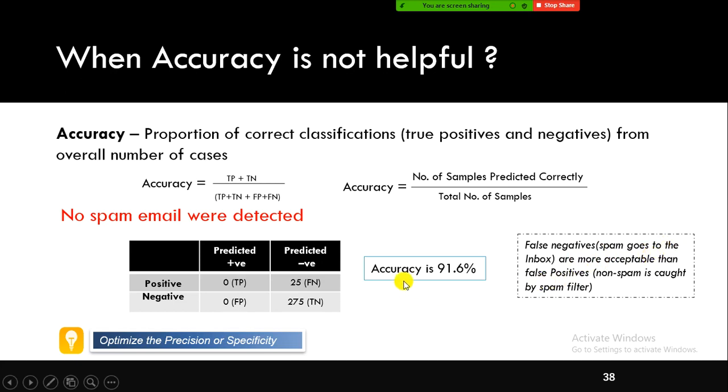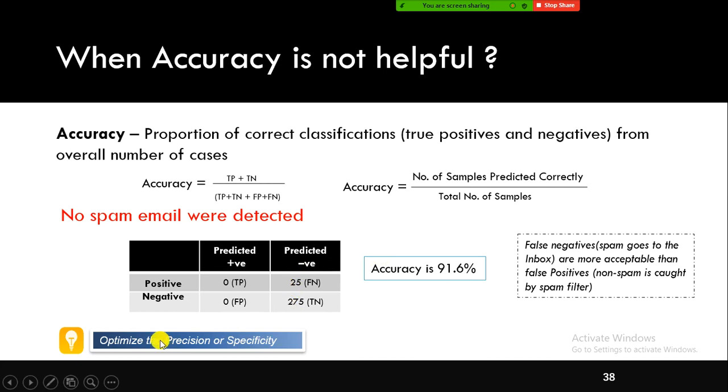False negative, spam goes to the inbox, is more acceptable than false positive, non-spam is caught by the spam filter. What is the impact here? Even if a spam email goes to your inbox, it is kind of okay. But if a non-spam email goes to your spam folder, you are gone. So in this case, it has a serious impact. In this kind of situation, you are not supposed to use accuracy.